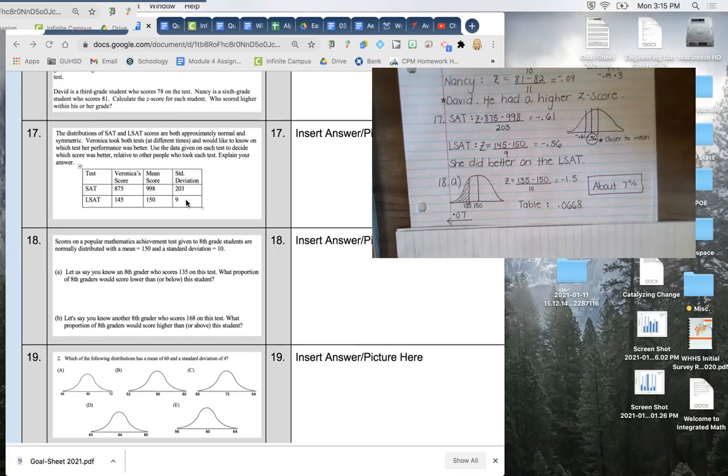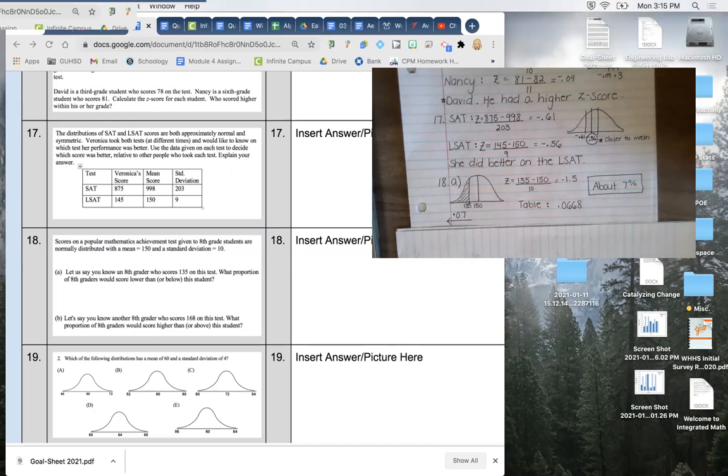Number 18. So number 18 has you do a z-score, but then take it a step further and use that table in order to work backwards. I'll actually get into the table so that you guys can see that in what I've done. But here it says for A, let's say that you know an 8th grader who scored a 135, where the mean is 150 and the standard deviation is 10. So I calculated the z-score first, and they were below the mean by negative 1.5 z-score.